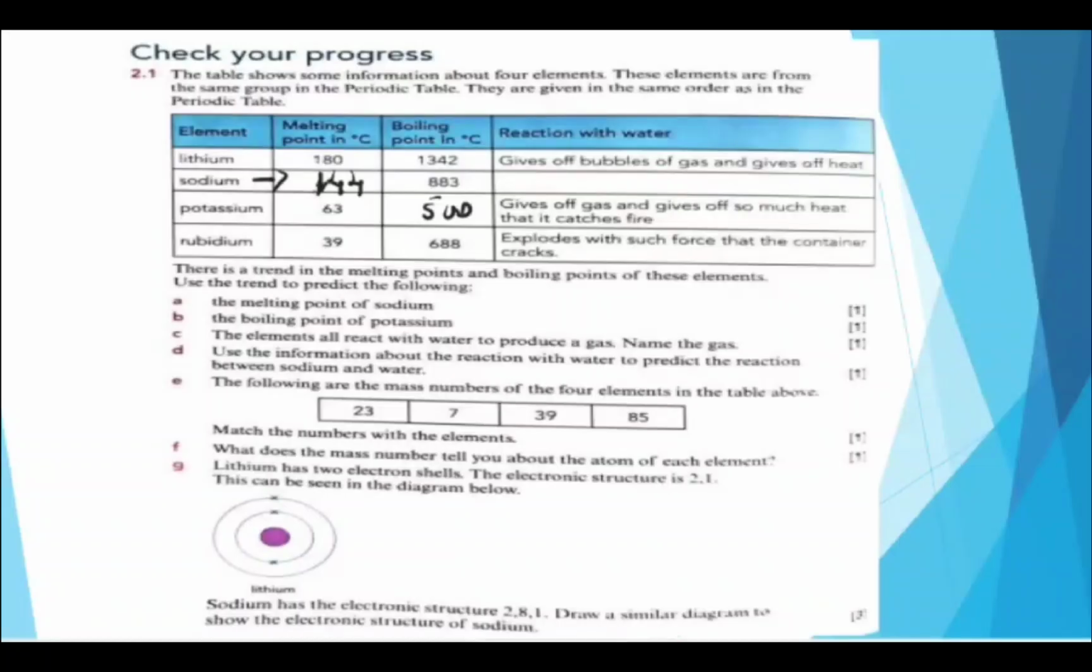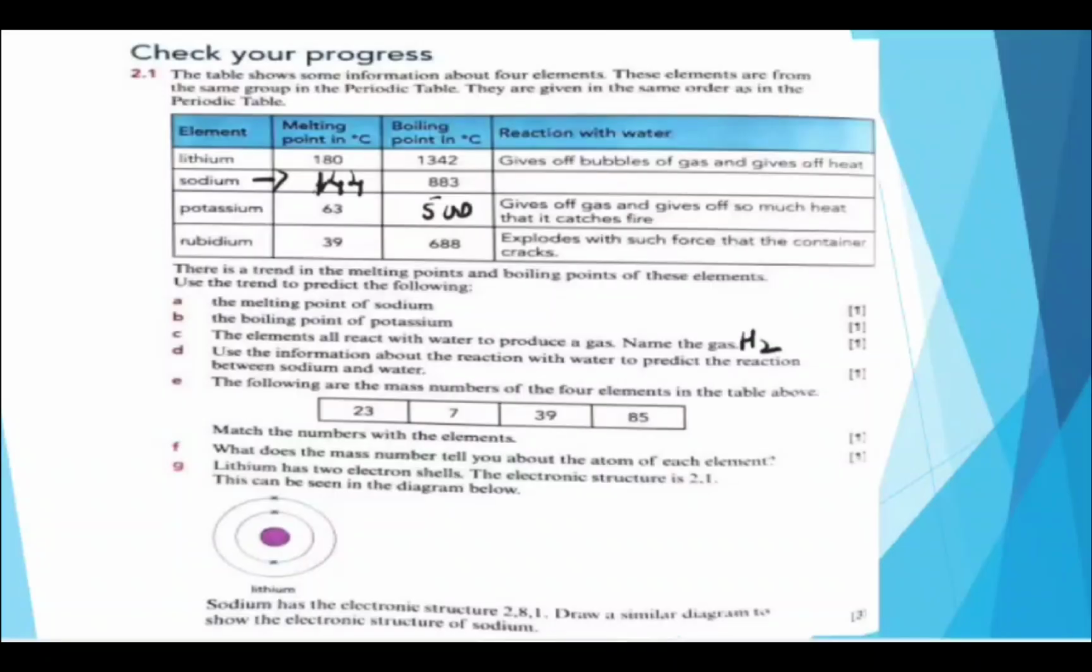The elements all react with water to produce a gas. Name the gas. We've done this last year, children, that whenever a metal comes in contact with water, it gives out hydrogen. Yes or no? And use the information about the reaction with water to predict the reaction between sodium and water. So what am I supposed to do? Use the information about the reaction with water to predict the reaction.